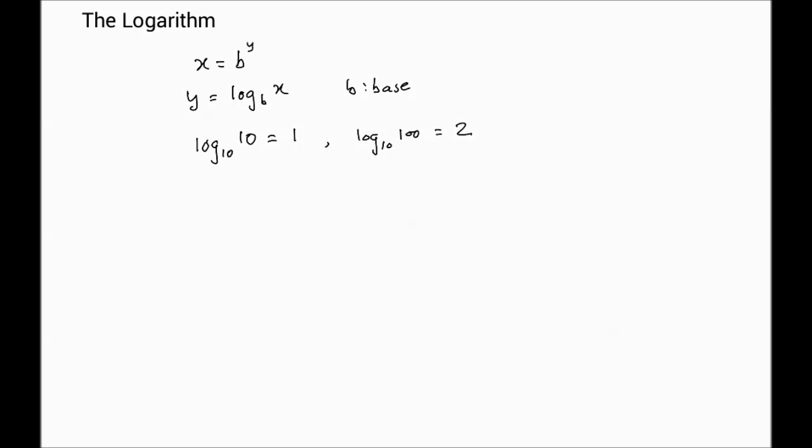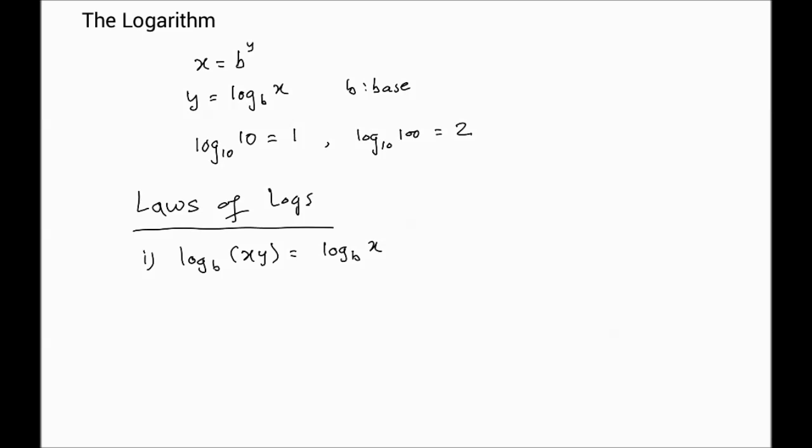Now what I want to do is quickly go through the laws of logs, because once we do the laws of logs, then I can explain to you where they came from. For any base b, there are three major laws that you need to know. I'm going to call them the laws of logs. The first law states that the log to the base b of x multiplied by y is log to the base b of x plus log to the base b of y.